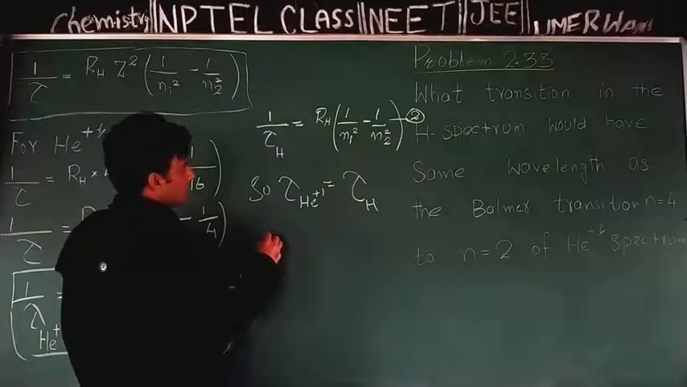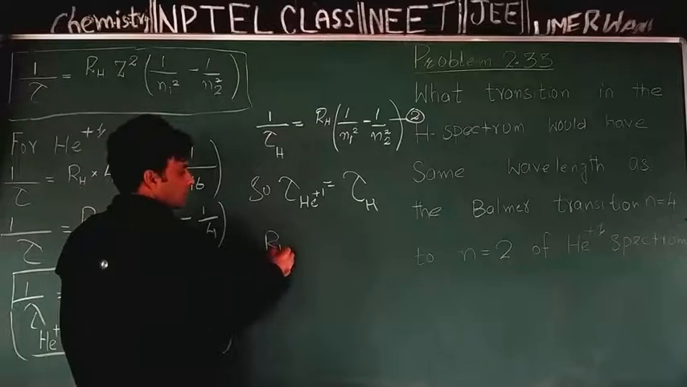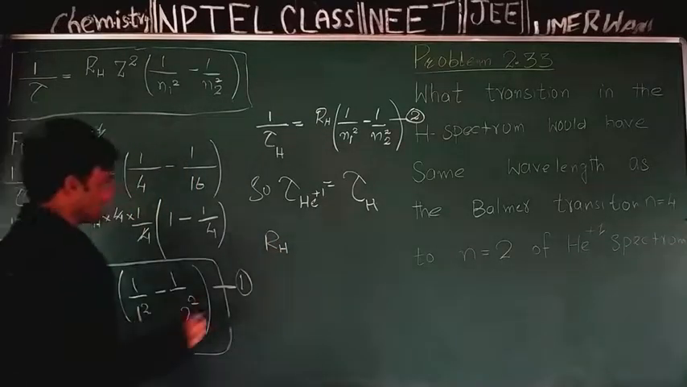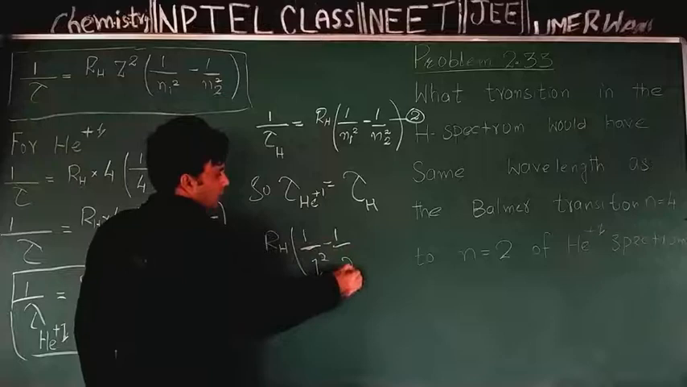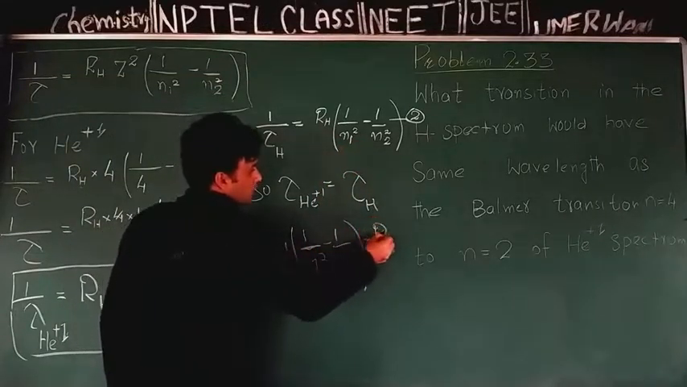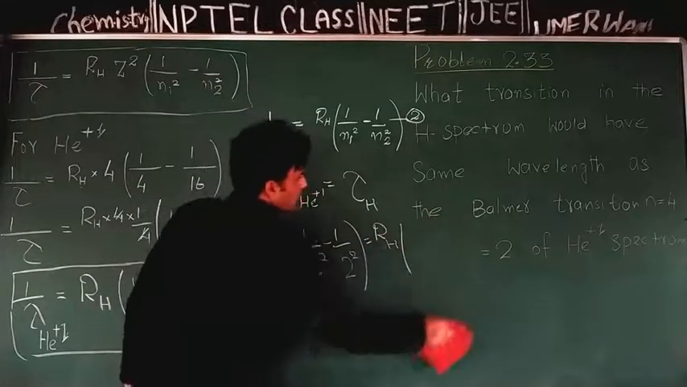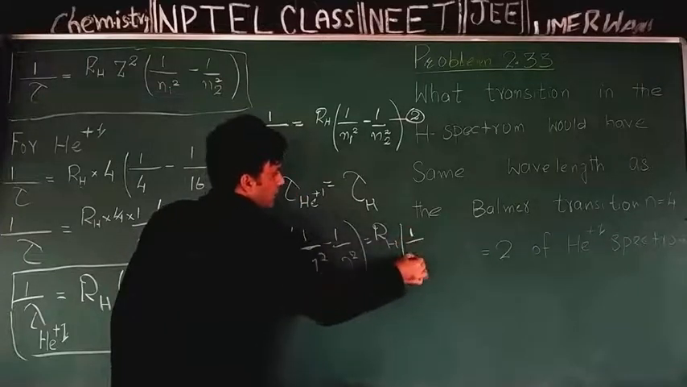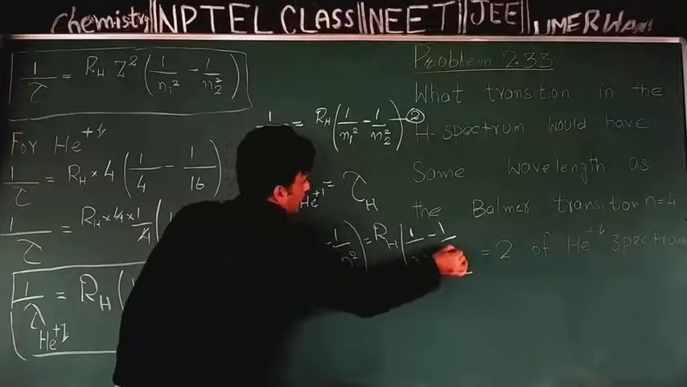LHS side is same. I can equate the RHS sides, or I can say their RHS sides will also be equal. RHS side of equation 1 is RH (1/1² − 1/2²) is equal to RHS side of this, which is RH (1/N1² − 1/N2²).